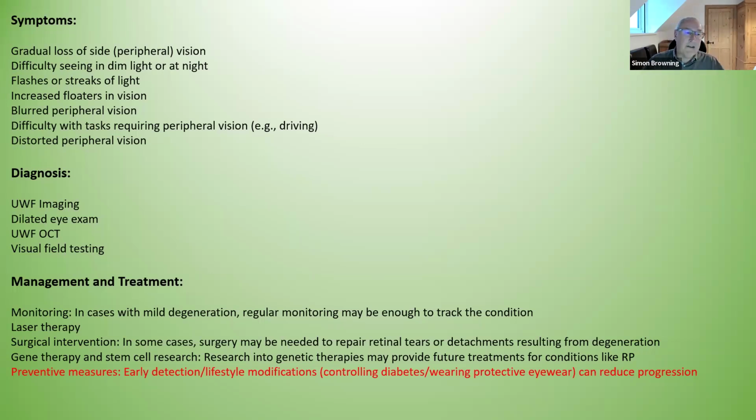So diagnosis, well, we're in the game with these lectures of ultra wide field imaging, and as I say, this has opened up a complete new world to us because we can get out into the periphery so much more. Dilated eye exams, yes, they always have their worth. And then ultra wide field OCT has again been an absolute game changer because we can drill down into what's happening in those different retinal layers right out towards the ora serrata now. And as I say, visual field testing, a very, very important component when we're looking at retinal degeneration.